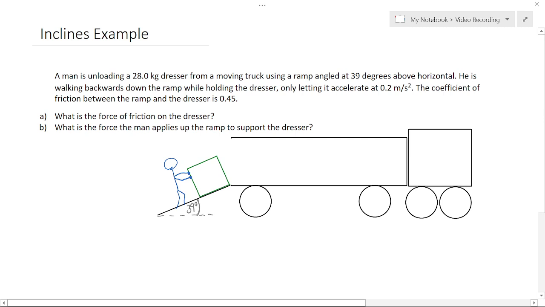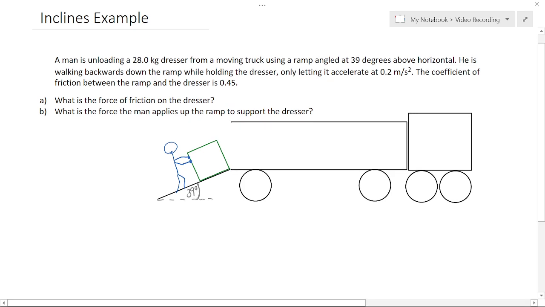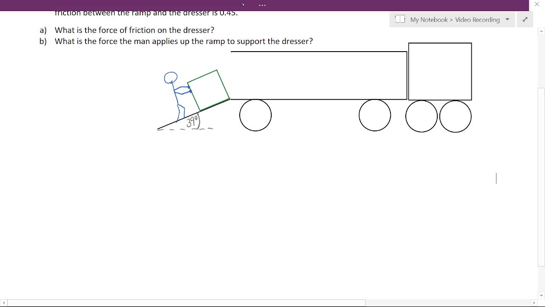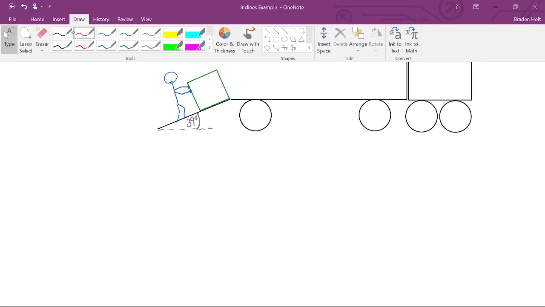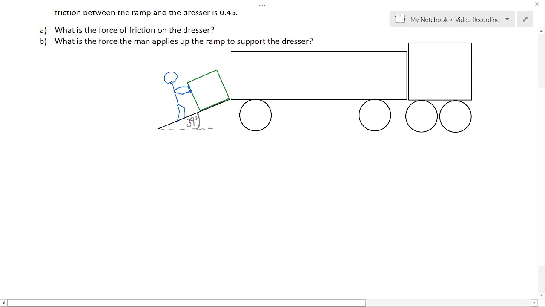What's up, nerds? We are looking here at an inclines example where a man is unloading a heavy dresser from a moving truck. Before we start this example, I just want to talk for a moment about inclines in general and give you some tips for solving inclines problems.